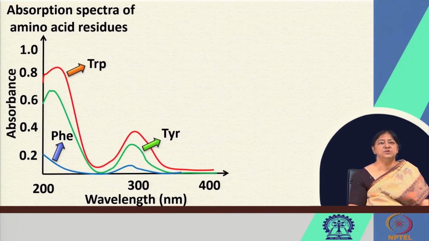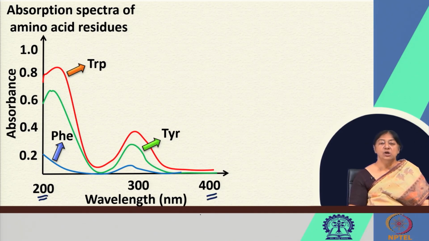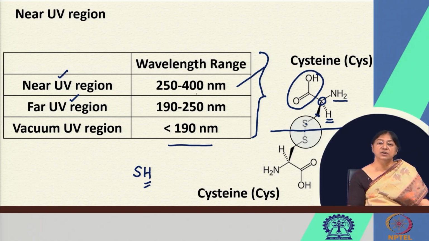Now, if you look at the absorption spectra of the amino acid residues, what do we mean by this absorption spectra? If we take the amino acid tryptophan or tyrosine or phenylalanine independently in what is called a cuvette for the machine known as the UV spectrophotometer, and we scan a particular wavelength, so we are scanning from 200 to 400 nanometers. When we scan from 200 to 400 nanometers, which region are we scanning? We are scanning around the near UV region.